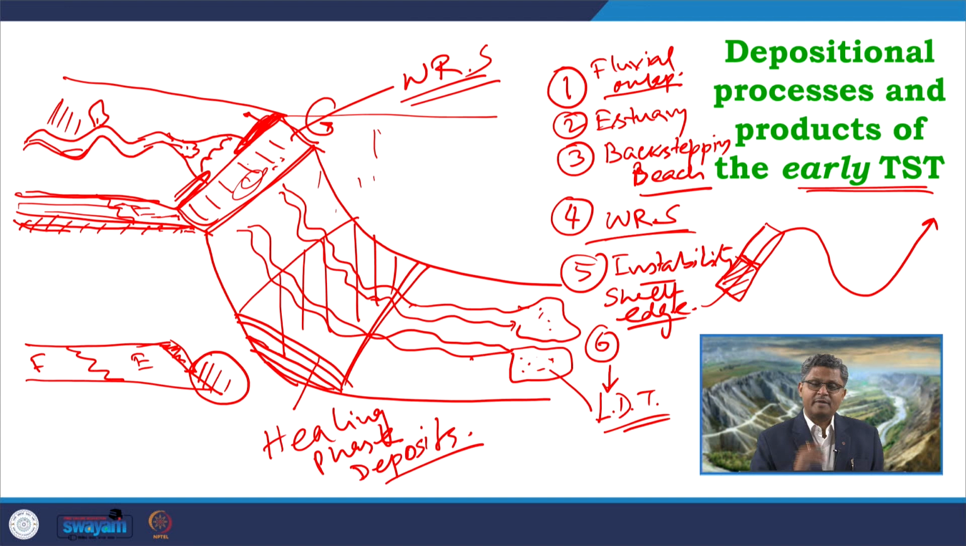We will get wave refinement process, we will get instability along the shelf edge, we will get formation of hilling phase deposits, we will get deposits in terms of low density turbidites which will be formed through long levied channels, depositing the low density turbidites away from the shelf area within the deep basinal part. So many processes can take place during the early phase of TST.